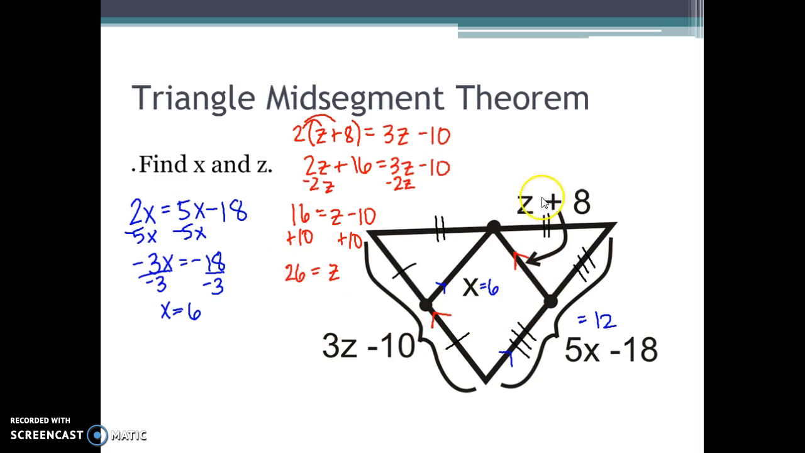So then if I plug it back in, 26 plus 8 gives me 34. And then double that over here would be 68. And so that's how you solve problems that involve a midsegment. It's parallel and half as long as the third side.